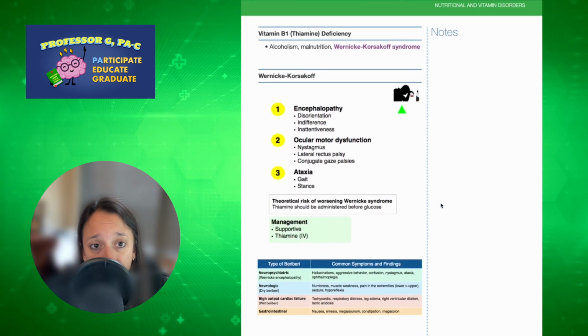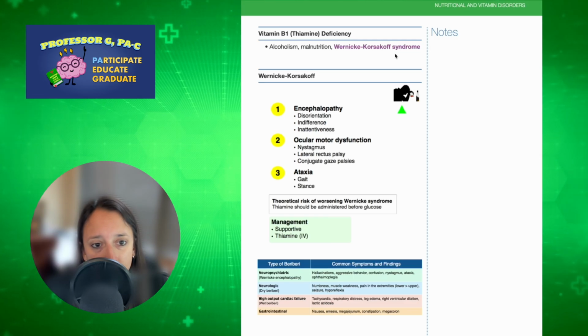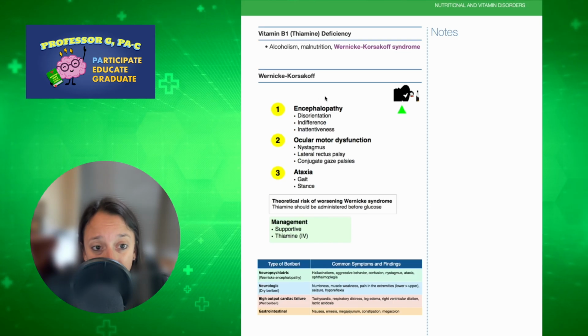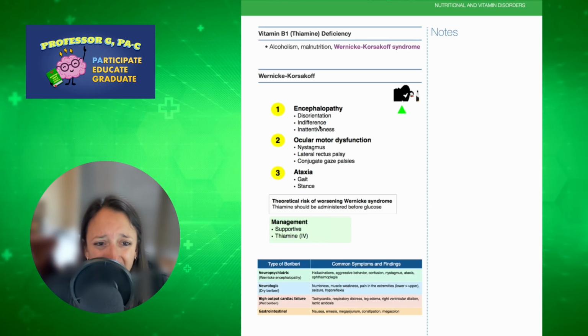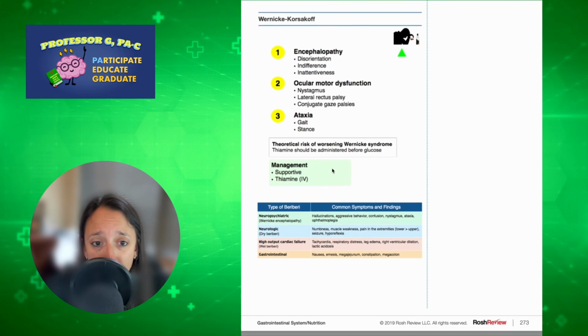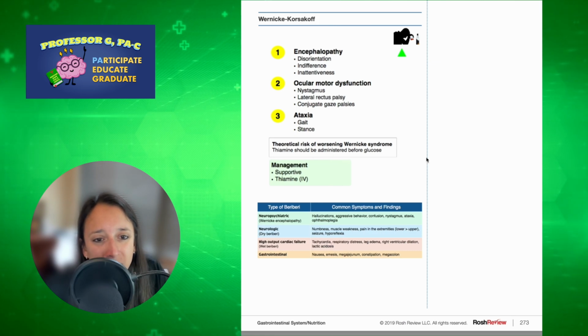Vitamin B1. B1 is not fat soluble, and all the Bs are not. B1 is a thiamine deficiency. We see it a lot in alcoholics and malnutrition, and we're going to look for the classic Wernicke-Korsakoff. Wernicke-Korsakoff causes encephalopathy, which causes disorientation, indifference, and inattentiveness. It can have nystagmus and gait disturbances like ataxia. The theoretical worsening of Wernicke-Korsakoff is if we give thiamine after the glucose. So we want to give both.